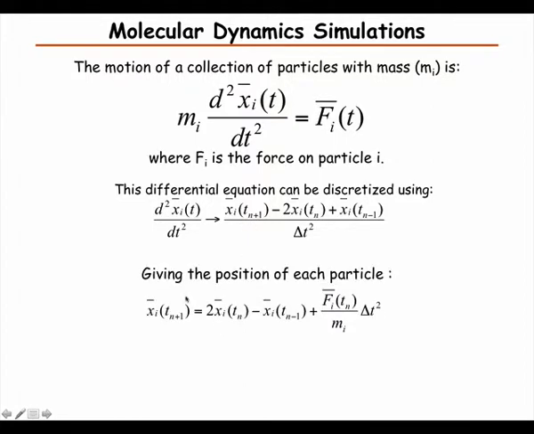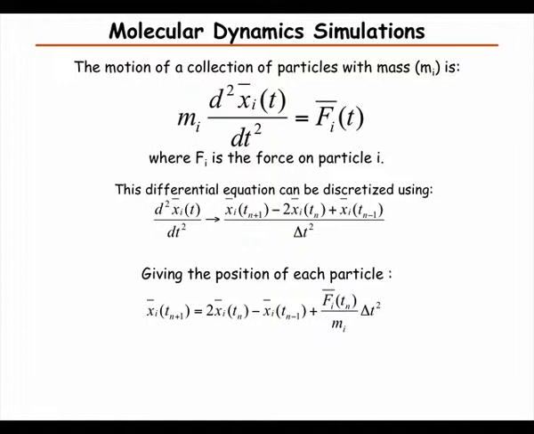So what we get is that the position at time t_n plus 1 can be calculated from the two time steps before and the force on the particle. And so the question then is, how do we calculate that? Usually molecular dynamics is used for a lot of cases. The most interesting for us is probably related to protein structure.